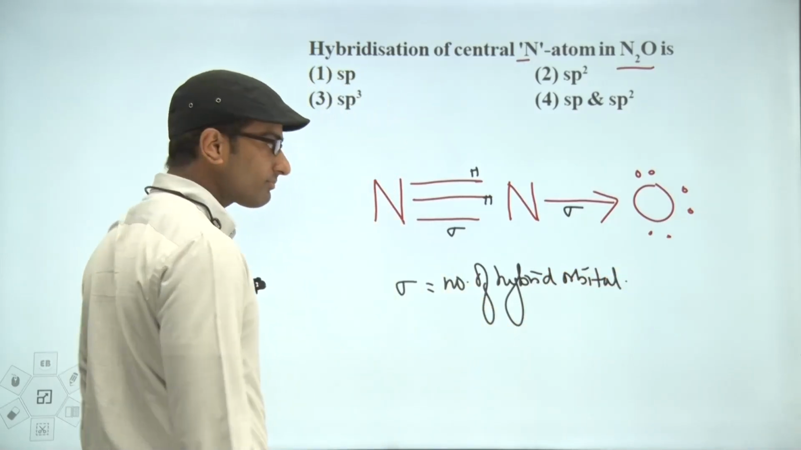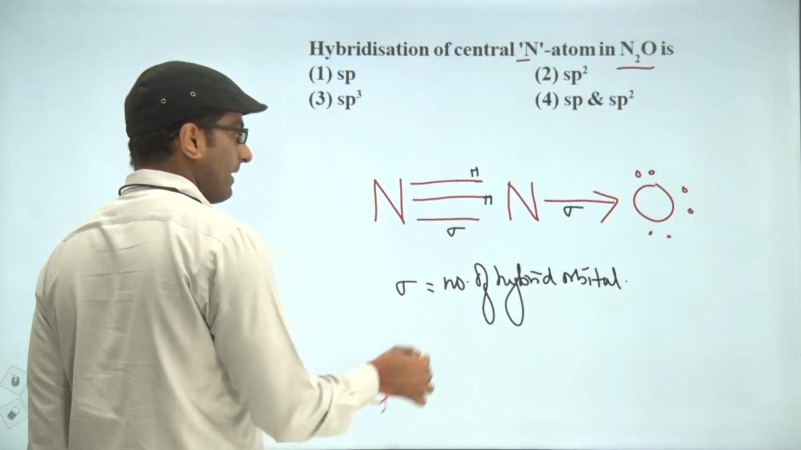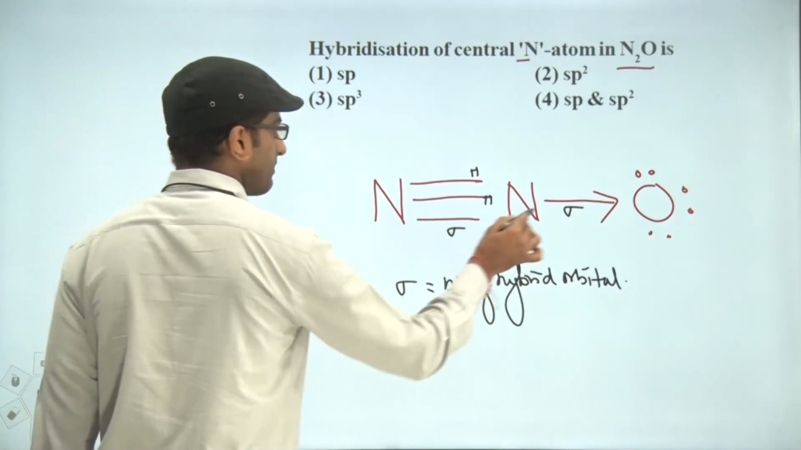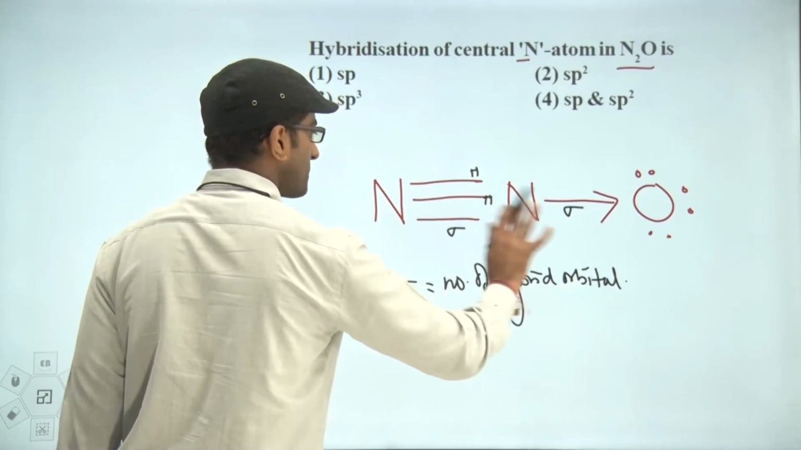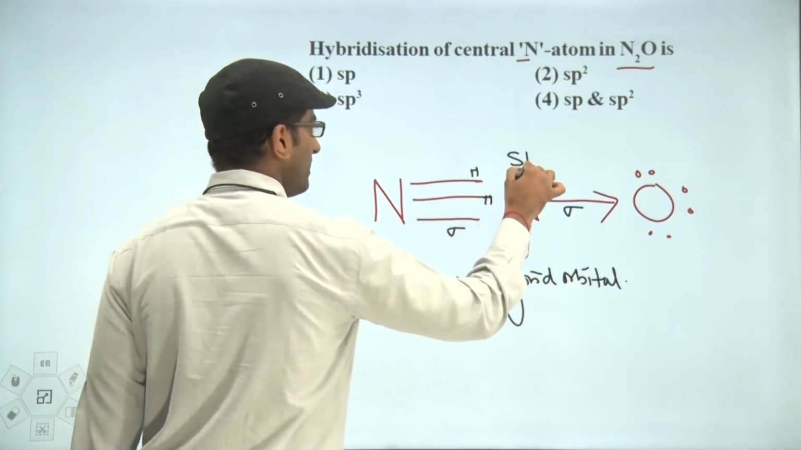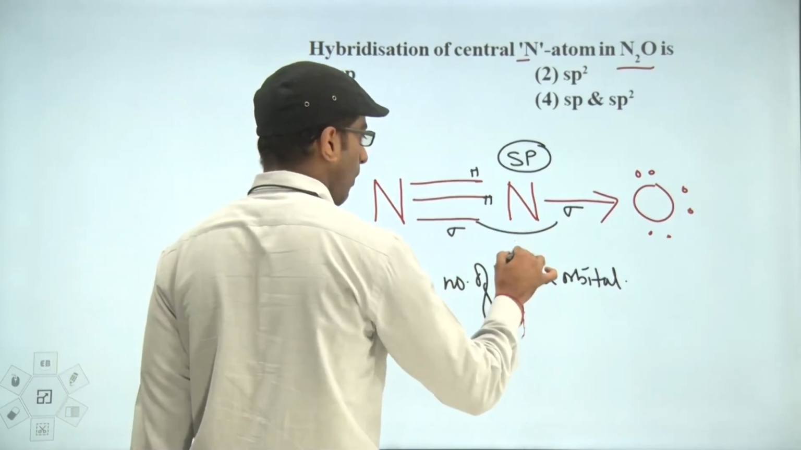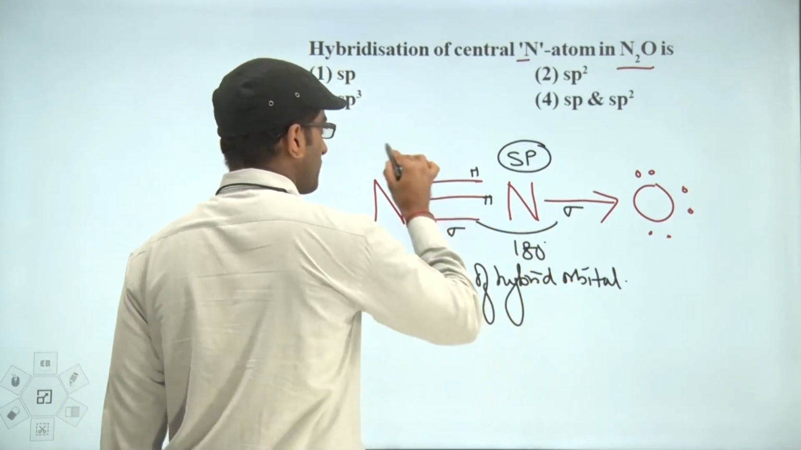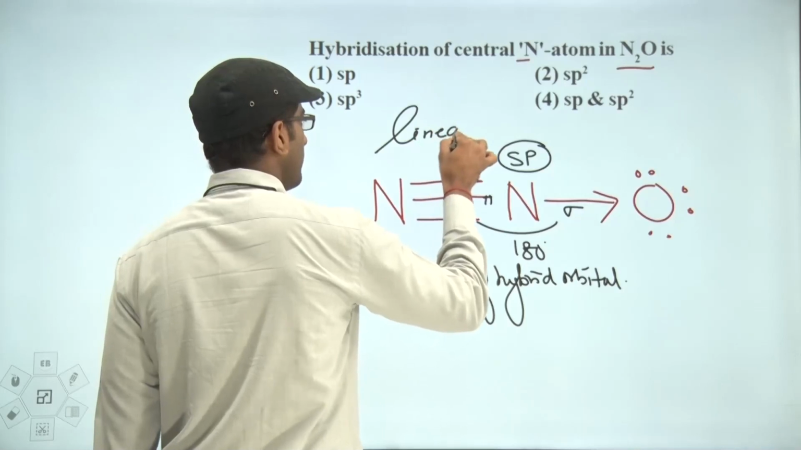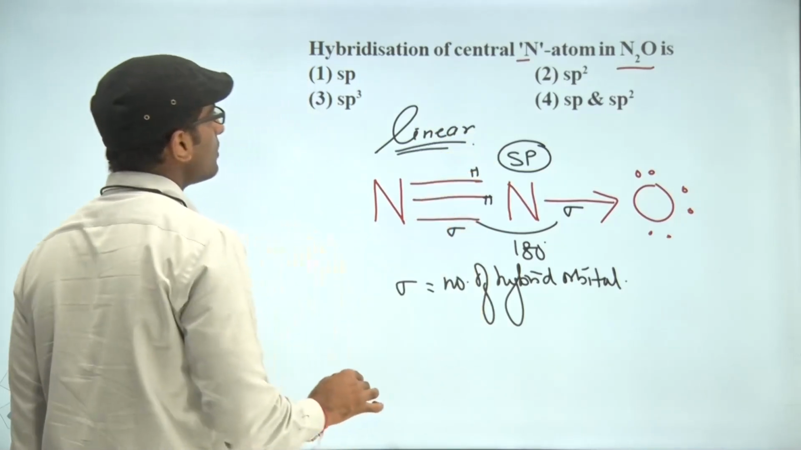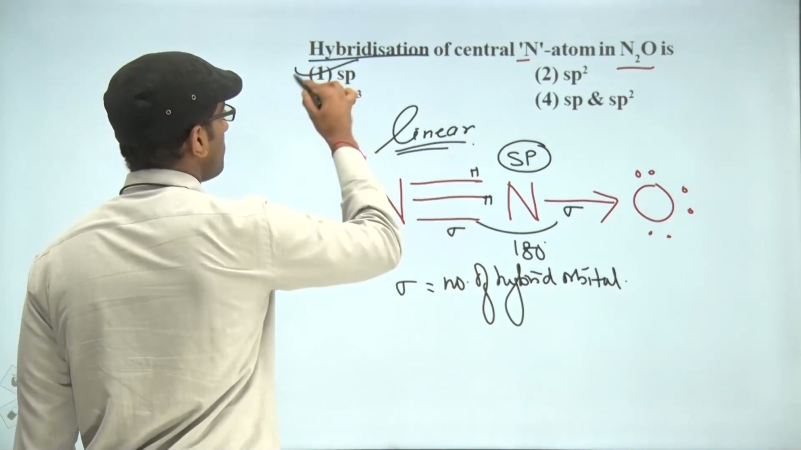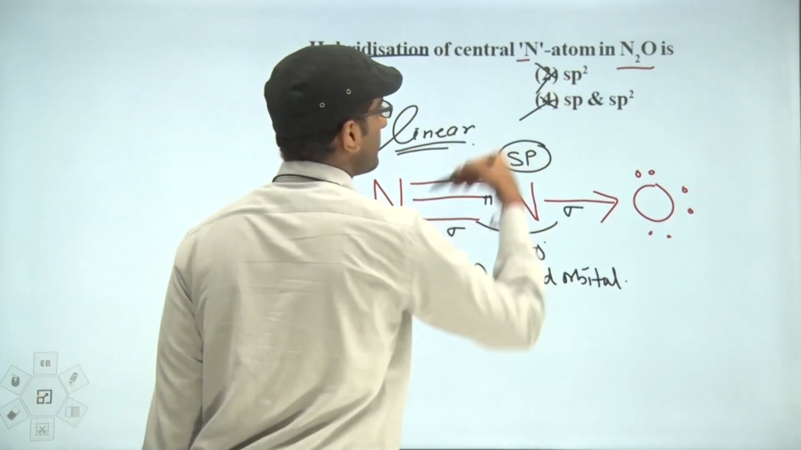So we can write here 1 plus 1, 2 sigma, and no lone pair is present here. This will show sp hybridization. Got it? And the bond angle is 180 degrees. The structure is truly linear. So hybridization is sp. The first option is correct here.